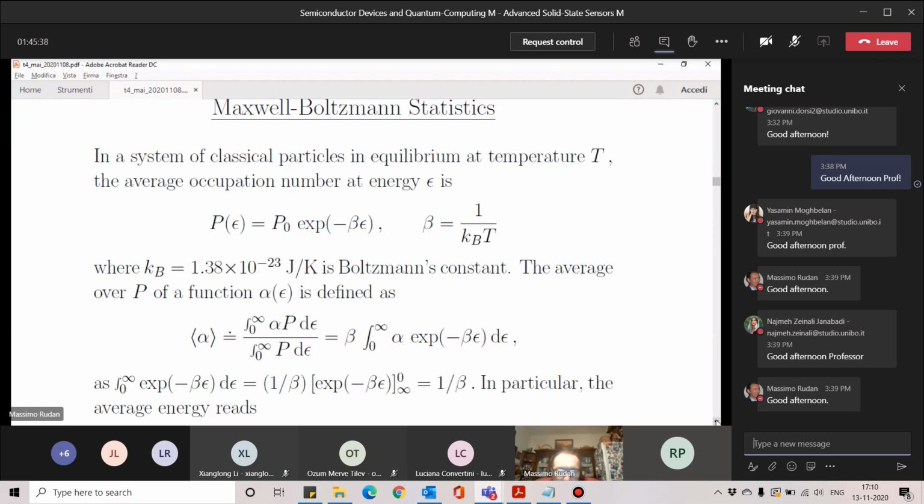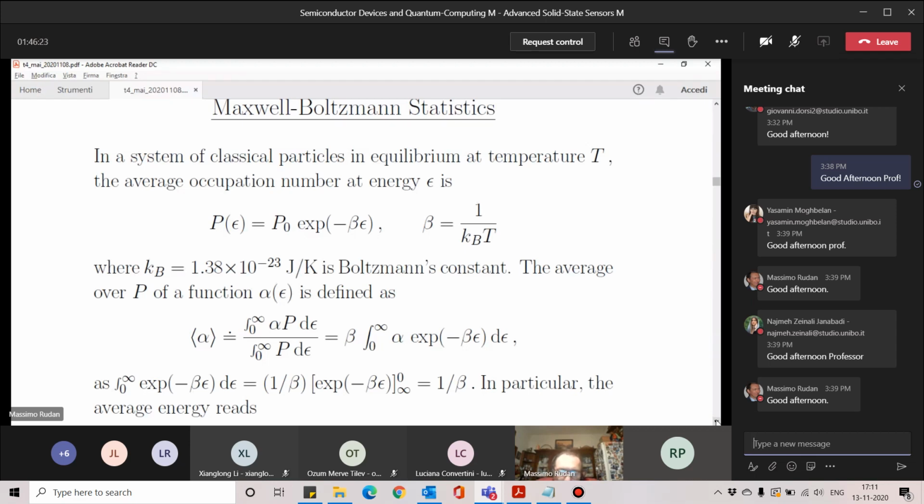So what is the meaning of this distribution law? Obviously, if you integrate all of this over energy, you find the total number of particles. So you find the normalization constant P0 if you know the total number of particles. So P of E times an elementary interval of energy gives you the number of particles of the system whose energy belongs to the little interval d epsilon around the energy epsilon.